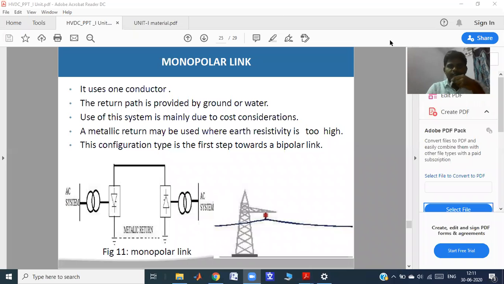Hello everyone. In this video, I would like to explain what the types of HVDC system configurations are. Actually, there are three types of HVDC links: first one monopolar, second one bipolar, third one homopolar. First one, monopolar. In monopolar, it has only one conductor.